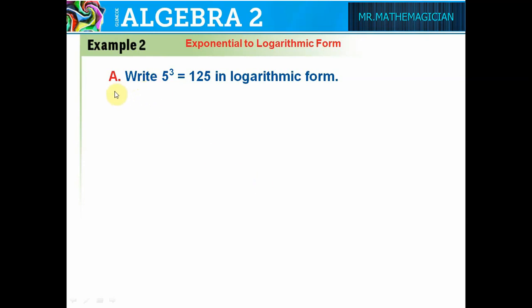Example 2. Write 5 to the power of 3 equals 125 in logarithmic form. You know that 5 is the base and 3 is the power, which is the answer of log. Again, 5 is the base, 3 is the power, which is the answer of log. So you are going to write log 125 base 5 equals 3. So the power is the answer of log.